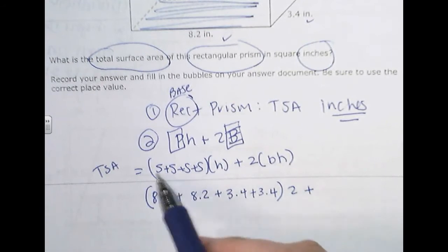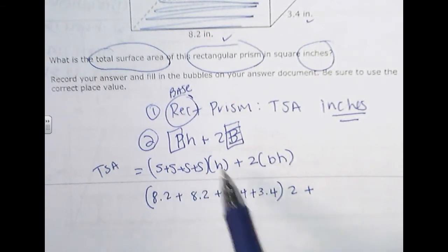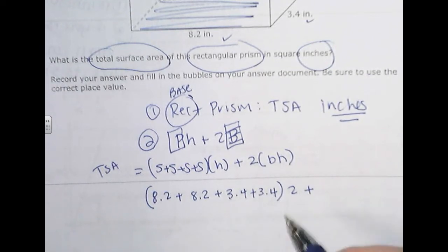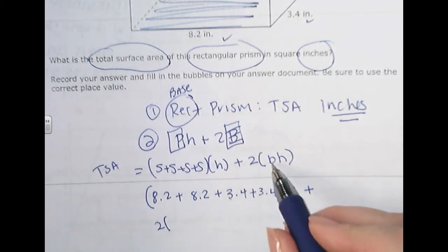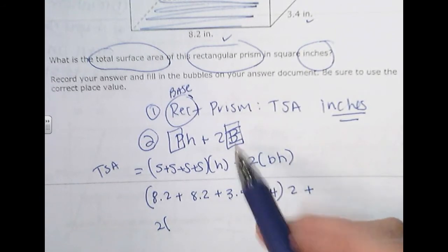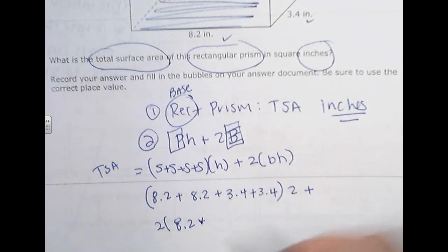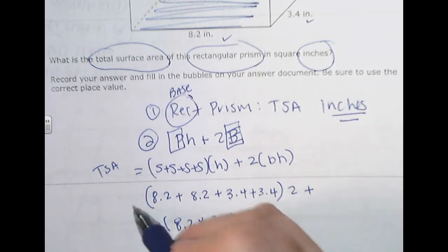So I got all the perimeters, 1, 2, 3, 4, check. Height is 2, plus sign goes here. I'm going to put this part down here. So 2, parentheses, the base is what on that rectangle? 8.2. And multiply that by its height of that rectangle, 3.4. And that would be the answer for total surface area.